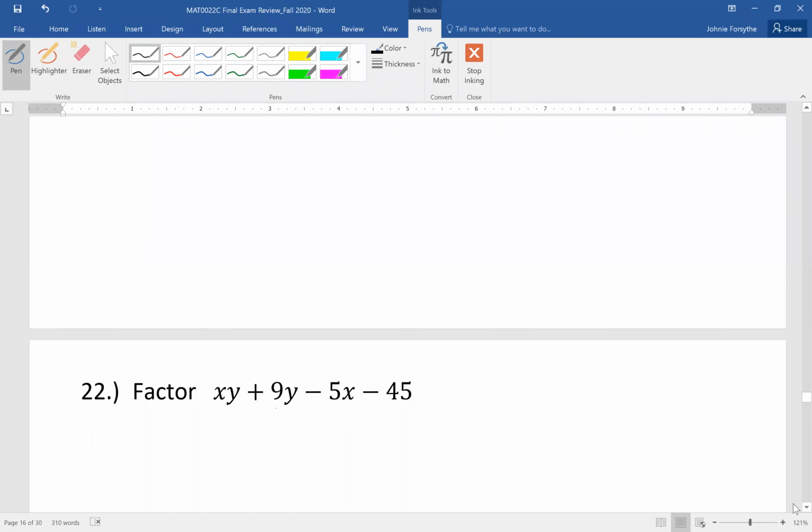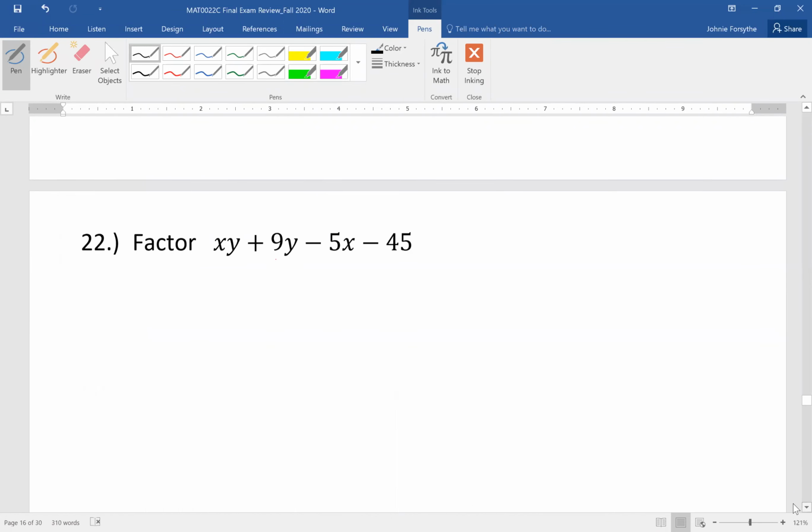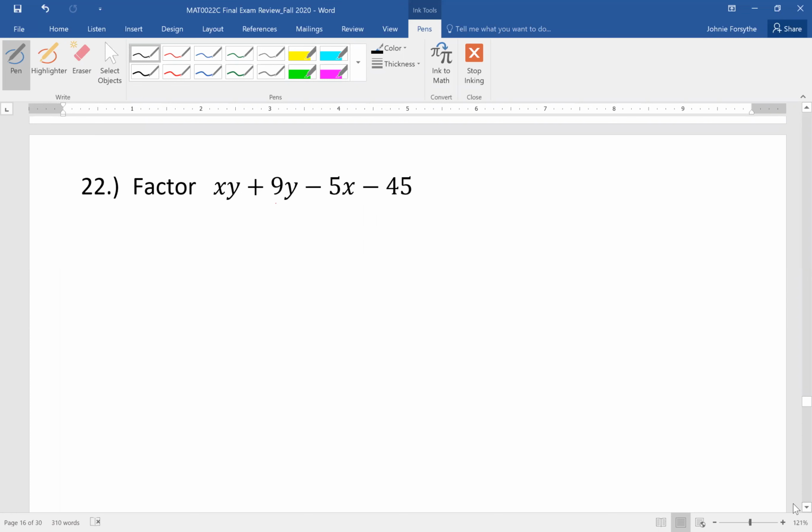Next one. So now we're going to do some factoring. So there's lots of different ways that we factor polynomials, and we're going to look at a few examples of each type. It depends on how many terms you have in a polynomial that determines what steps you would take.